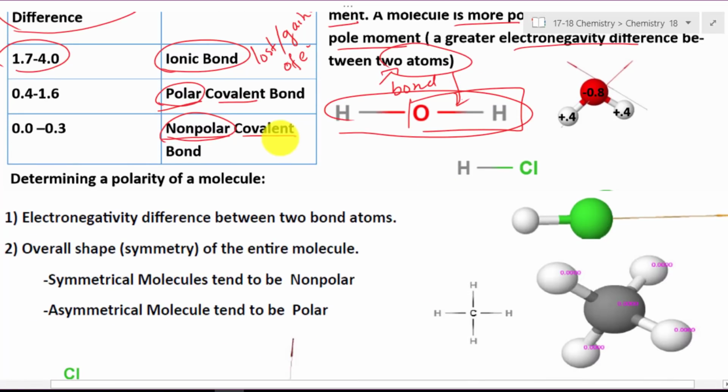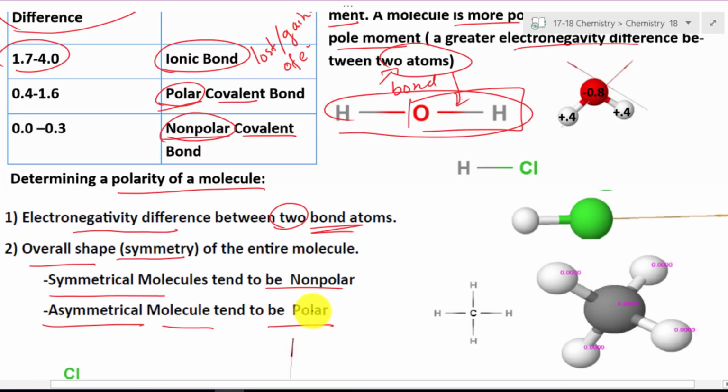Now let's look at how we determine the polarity of a molecule. So of course we are going to look at the difference of electronegativity between 2 atoms that are bonded together, okay? Then after that, if we have more than 2 atoms involved in this molecule, we're going to look at the overall shape or the symmetry of the entire molecule. Well, symmetrical molecules tend to be nonpolar, and we're going to look at that in a moment. And asymmetrical molecules tend to be polar. And of course, we're going to look at that in a minute.